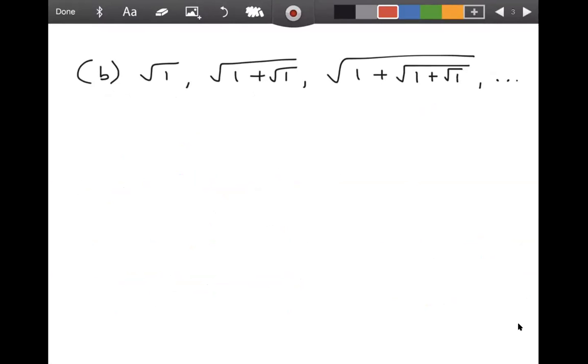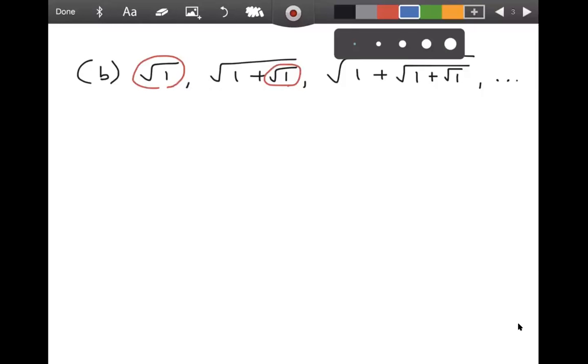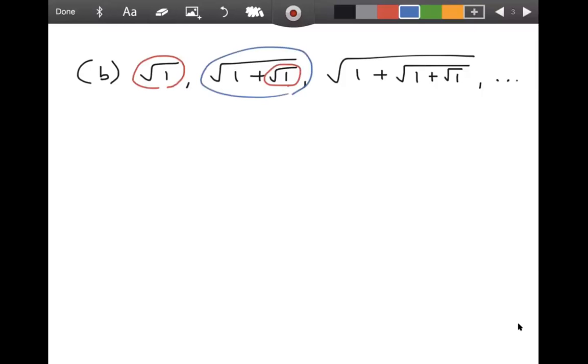So let me just point out to you that the term A1 ends up here. The term A2 ends up here. So in general, what you're doing with this sequence, in order to get A sub n plus 1, you're just taking the square root of 1 plus A sub n.